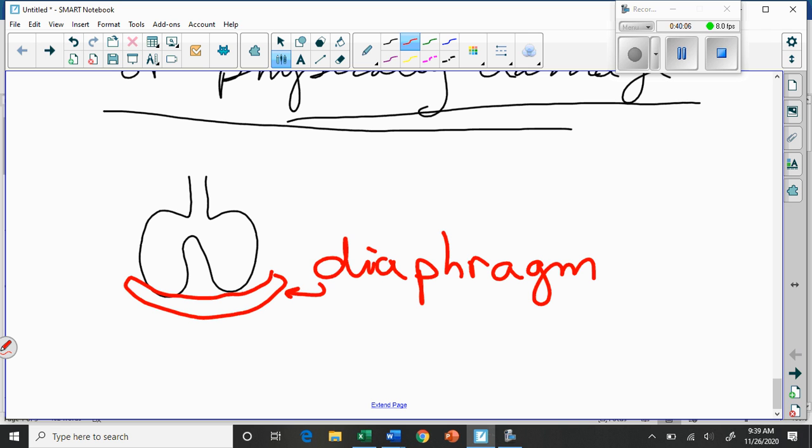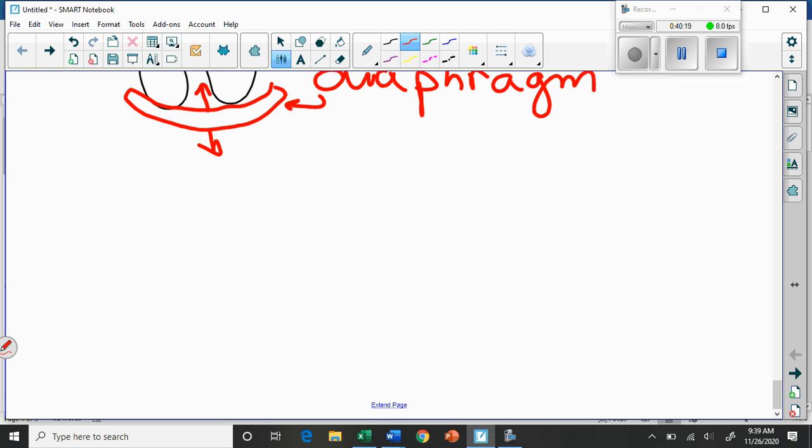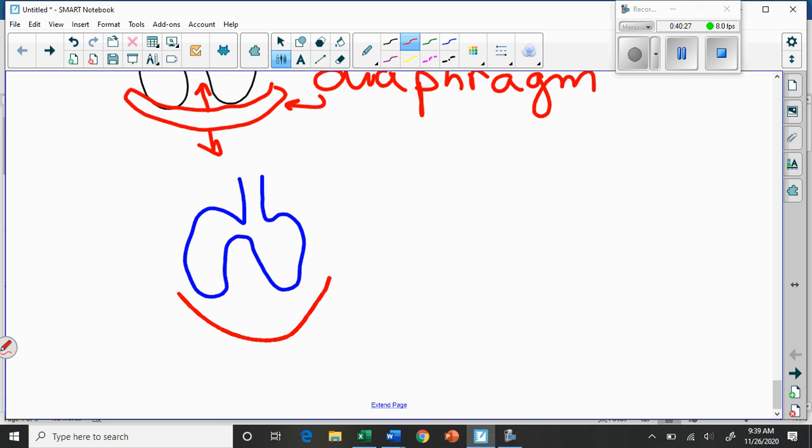But the sheet of muscle, because it's muscle, what it can do is it can push downwards and push upwards. So the diaphragm can push up and down like this. And so when it pulls down, right? When the diaphragm pulls down, lungs again, if the diaphragm pulls downwards, I'll exaggerate here, inside the chest cavity, it creates a larger space. It increases the volume of the chest cavity.